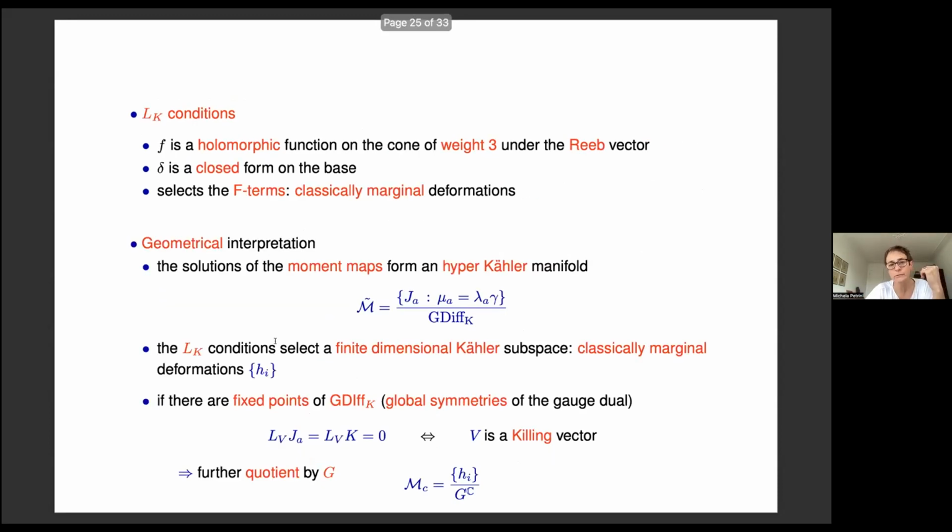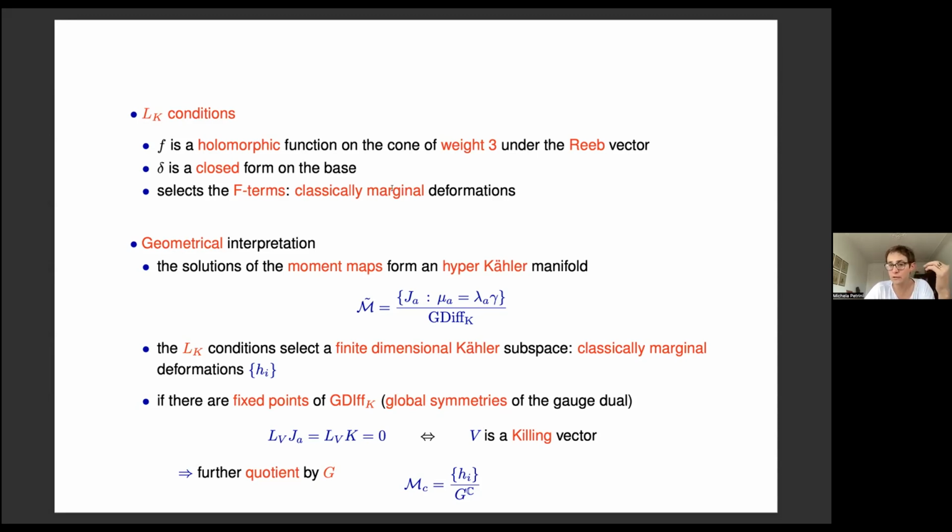Now we impose the other supersymmetric conditions, the Dorfman derivative conditions, and this fixes a slice in this big space of chiral operators, and tells us that of all the possible holomorphic functions on the cone, which actually we know give the chiral ring, for N=4 for instance, we select those that have weight three under the Reeb vector. So we select the marginal ones.